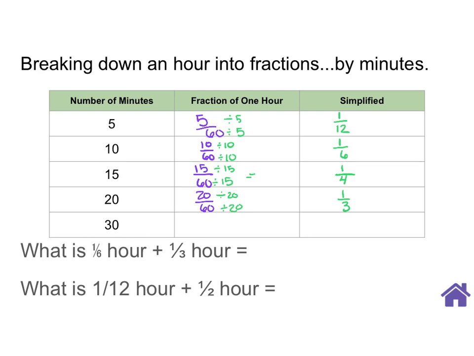And then last, I have 30. So I have 30 out of 60, which I would have to divide by 30 on the top and the bottom, and I would get 1/2.